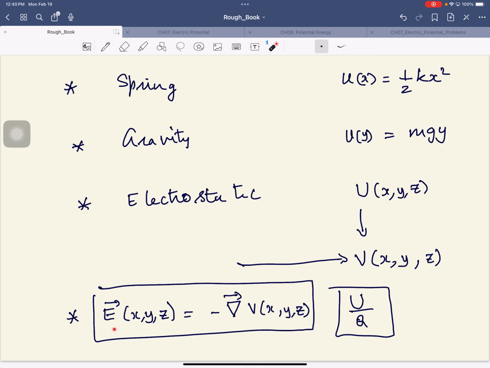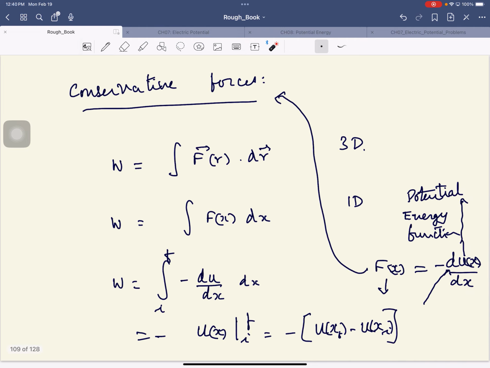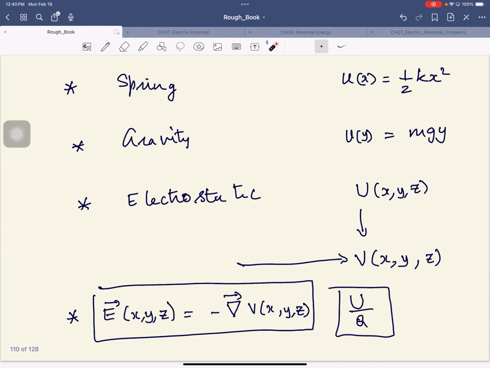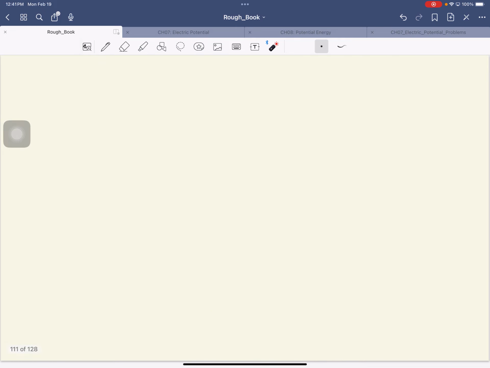So the electric field is given as the gradient of the electric potential. And this is the 3-dimensional parallel of this equation: a force is given as the spatial derivative of a potential energy function. So that's what this chapter is about. All right, before I get into the slides, let me do one more thing.